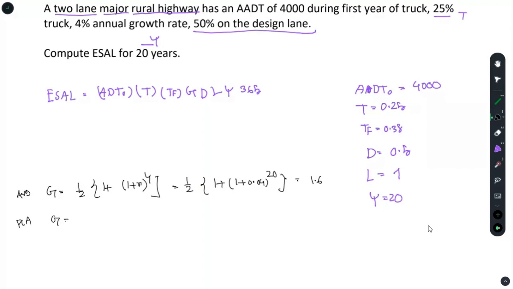Later I'll find it for the PCA method. For that, G is equal to (1 plus r) to the power 0.5 Y. So it would be 1.04 to the power 0.5 multiplied by 20. You will get a value of 1.48 if I'm not wrong.